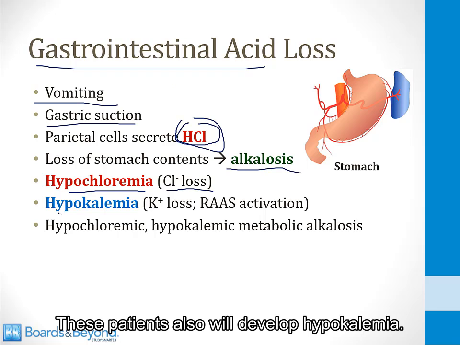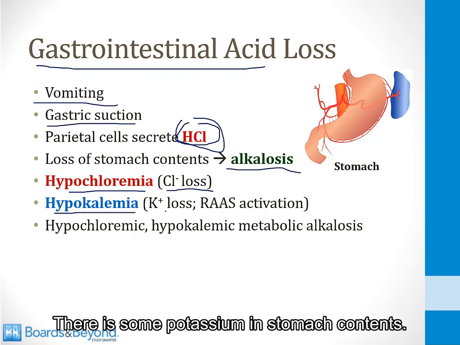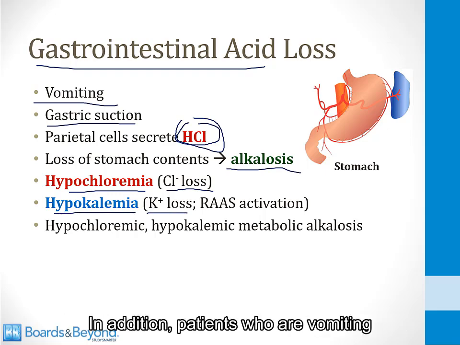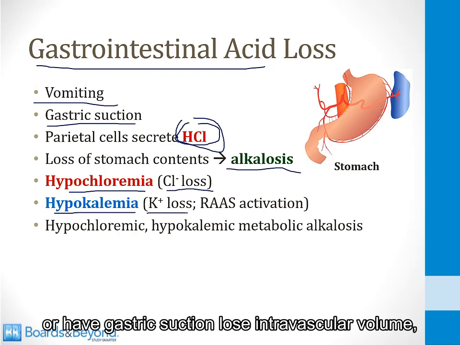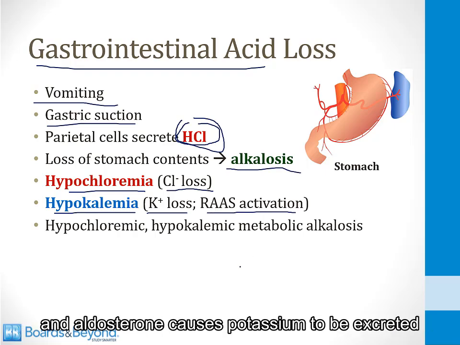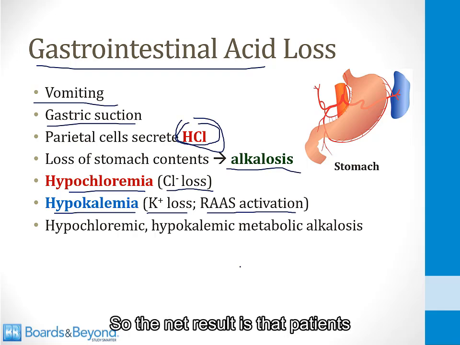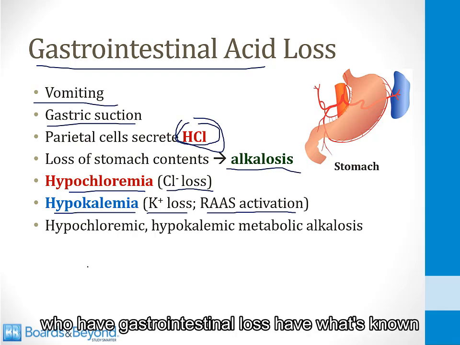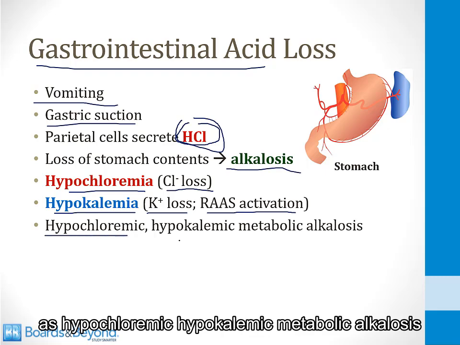These patients also will develop hypokalemia. There is some potassium in stomach contents. And in addition, patients who are vomiting or have gastric suction lose intravascular volume. This activates the renin-angiotensin-aldosterone system, and aldosterone causes potassium to be excreted in the urine. So the net result is that patients who have gastrointestinal loss have what's known as hypochloremic, hypokalemic metabolic alkalosis.